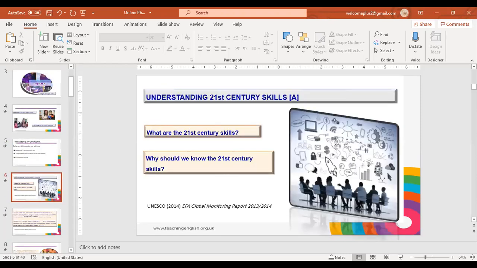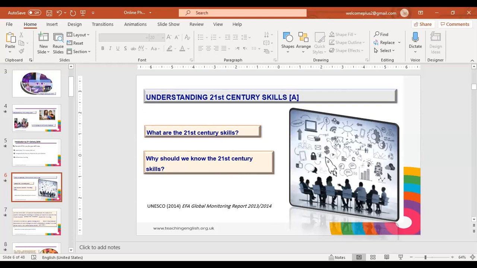The first thing is understanding the 21st century skills. Why should we know them as teachers? What do you think? As teachers, do we need to know them or not? To communicate with pupils. Yes, excellent. To understand how to teach. Yes, exactly. And to have a different perspective about the new methods and strategies of teaching.